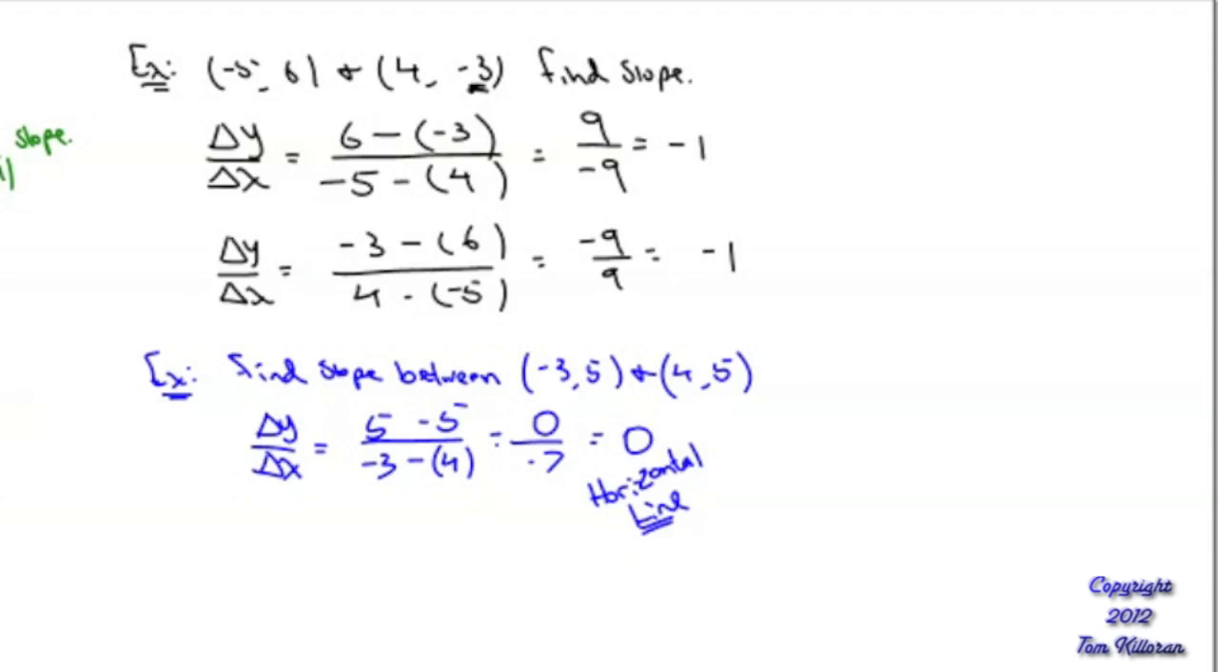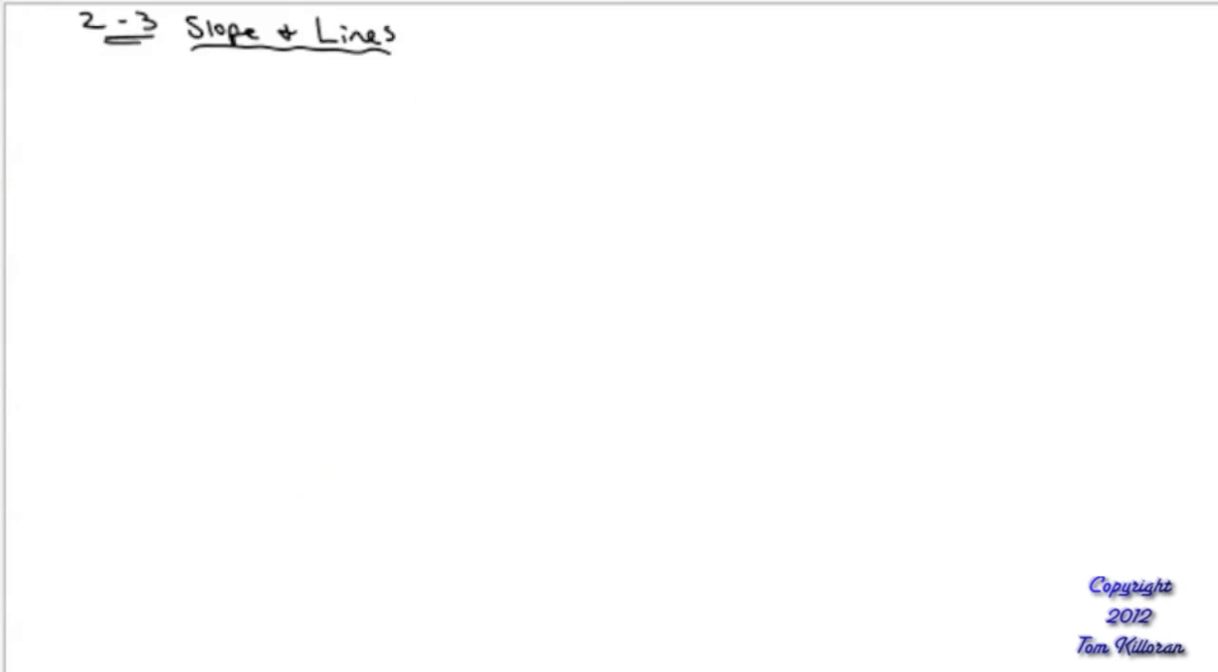All right, homework. 2-2. Obviously, all the checkpoints. Wait. Horizontal line, I already told you that, right?